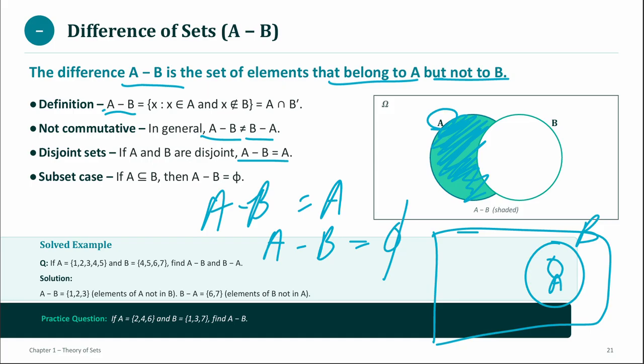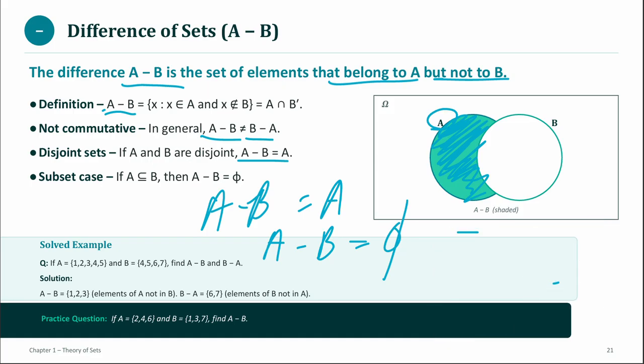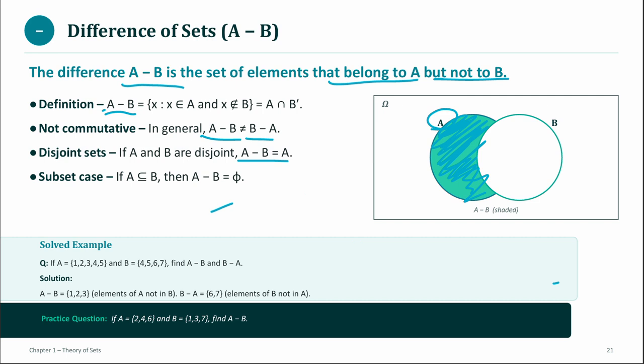Let us see the solved example. If A is equal to 1, 2, 3, 4, 5 and B is equal to 4, 5, 6, 7, find A minus B and B minus A. So first of all, let us find A minus B, right? A minus B basically refers to all the elements that belong to A but not to B. So here what all elements belong to B? 4, 5, which are common in A as well. So we are going to remove 4 and 5. So A minus B basically refers to 1, 2 and 3.